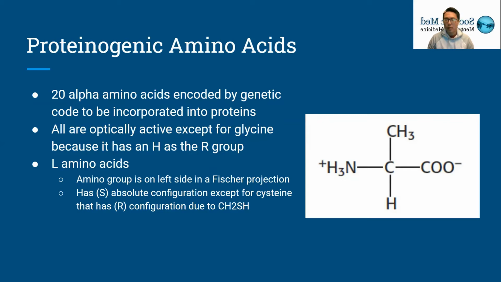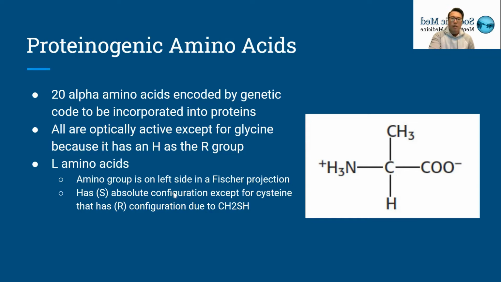Out of the 20 amino acids, 19 of them are optically active except for glycine. And that's because glycine has a hydrogen as the R group. So because it has two hydrogens attached to it, it's not optically active.